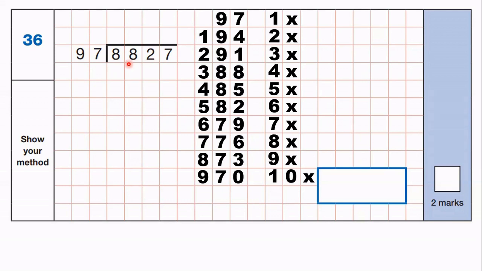So let's take the first 3 digits together and look at 882. This is larger than 9 times but less than 10 times, so we write the answer to 9 times underneath and write a 9 in our answer line. Now 882 minus 873 is 9, and we can bring down the 7, so now we have 97 divided by 97, which is of course 1, so our answer is 91.